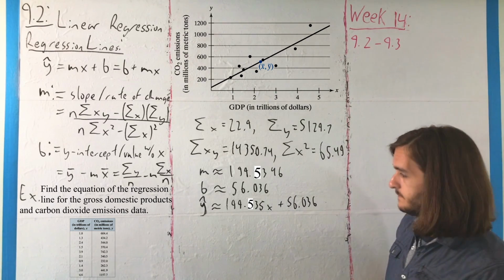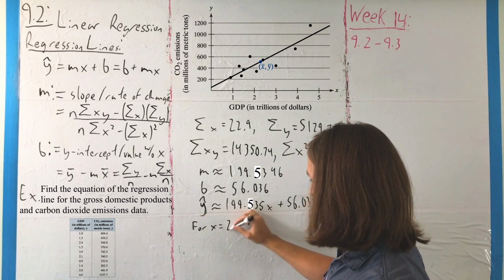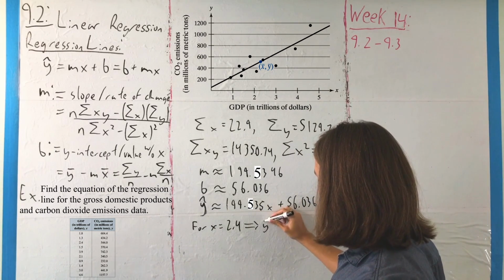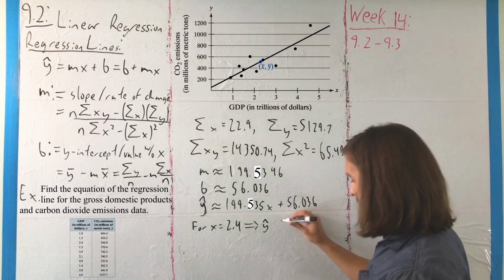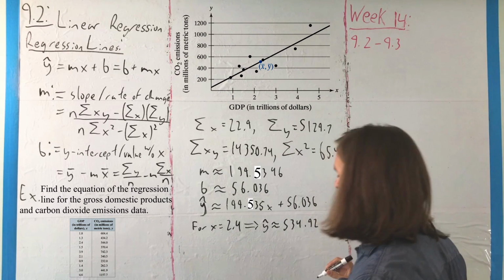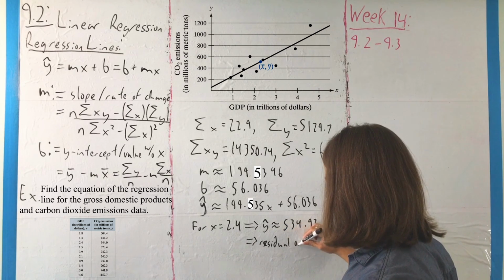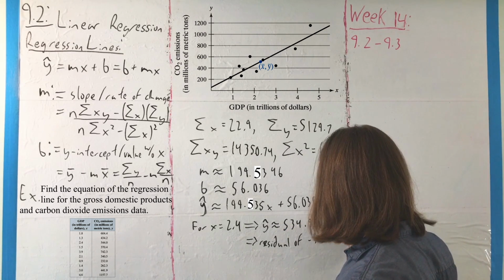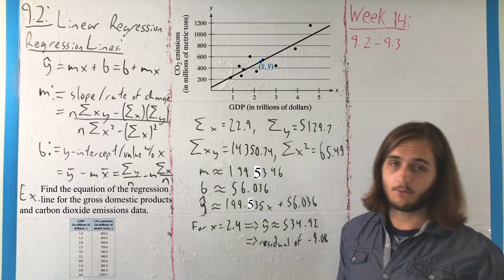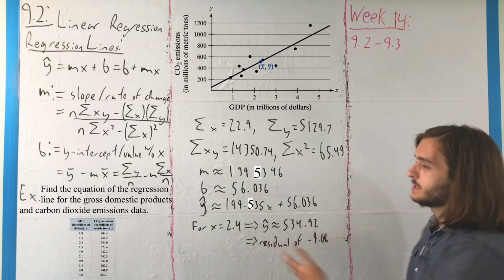In particular, if we were to let x equal 2.4, if we plugged 2.4 into that equation there, we would get a y hat value of approximately 534.92, which would have a residual of about negative 9.08. That is to say, the prediction would be 9.08 million metric tons below the actual value at 2.4.